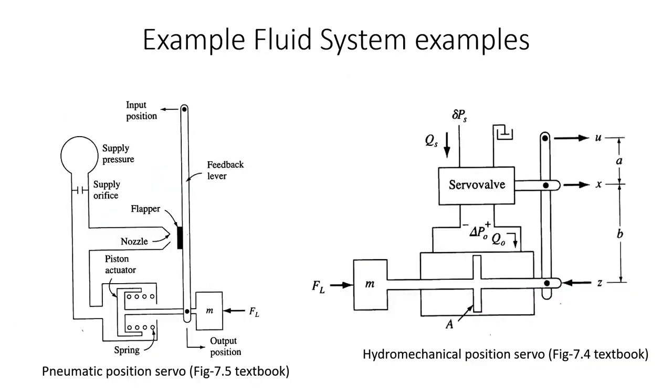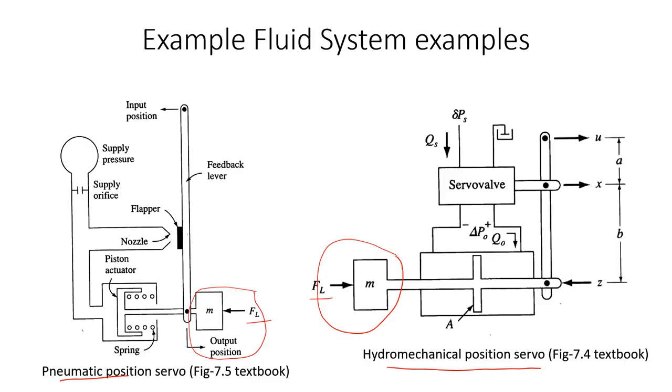Some typical examples of fluid system actuation include the pneumatic position servo and the hydromechanical position servo. In both cases, we are interested in controlling a precise position of a load M over here and over here. The load M is experiencing some opposing or disturbance force FL. In case of the pneumatic position servo, we are going to utilize air and its properties such as compressibility to actuate our system.